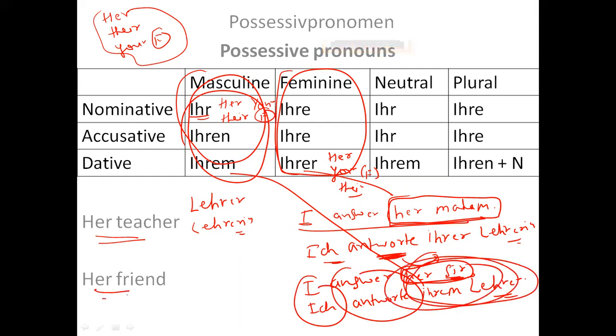If I say her friend, now friend can be male, can be female, it can be Freund or it can be Freundin, right?